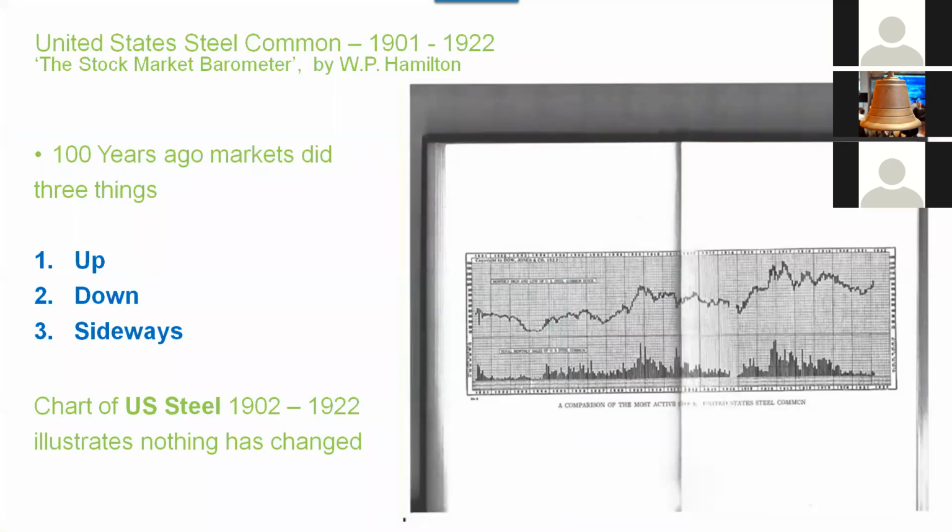This chart is from the book, The Stock Market Barometer. I have this in my collection from 1922, written by W.P. Hamilton. And this is what the market did 100 years ago. It went up, it went down, and it went sideways. This chart is of US Steel. The symbol is X, still trading in the markets today. And as I mentioned, I like to trade setups that I know are repetitive and that I can create a profitable trading plan with. And I use a process that I can evaluate, and I know exactly how I made money or lost money in a given period of time.